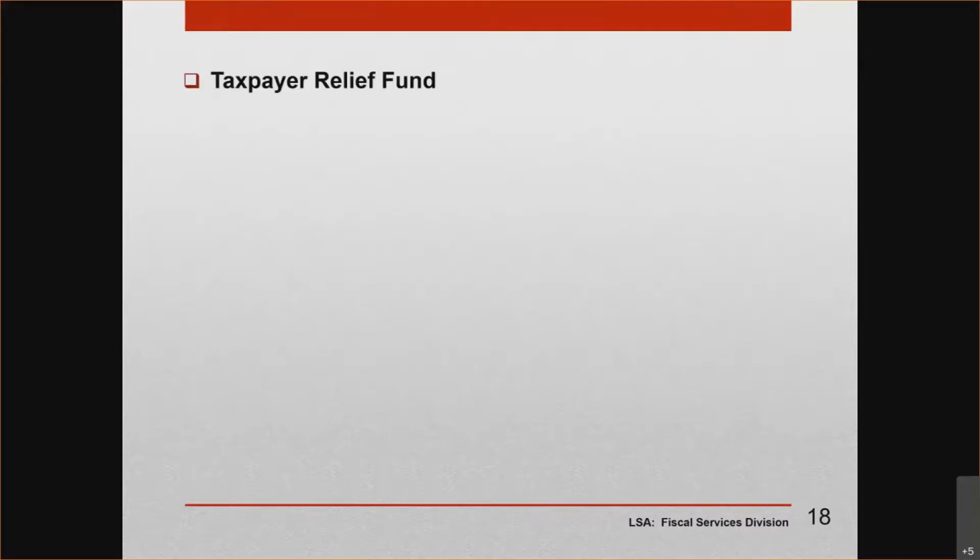Next concept is the Taxpayer Relief Fund. This was created back in 2018. It had a predecessor called the Taxpayer Trust Fund that was created in 2013. So this fund replaced that.